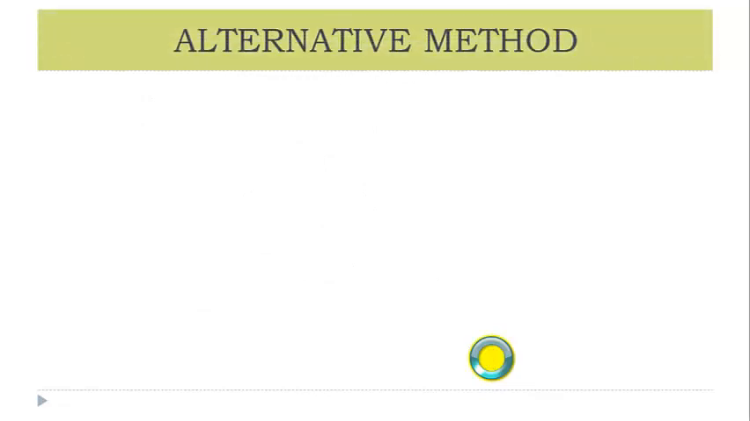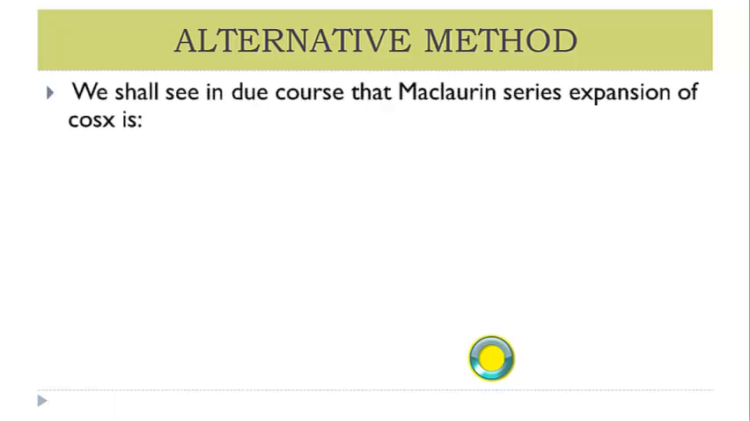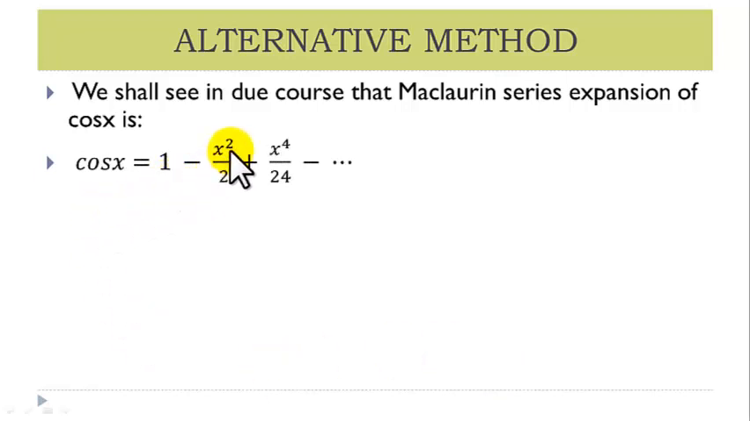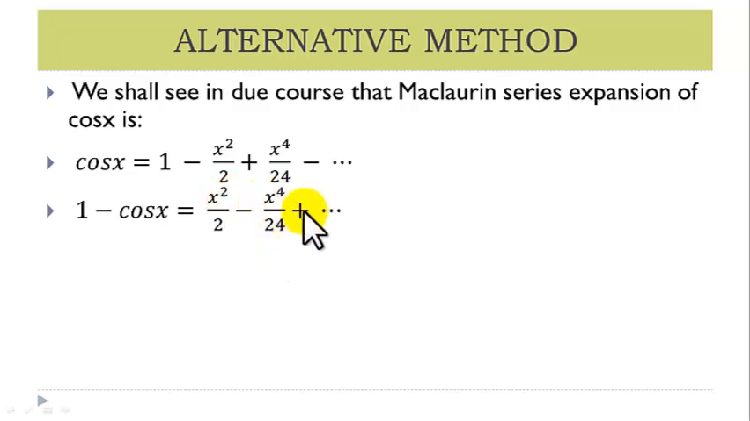Alternatively, we can approach the problem as follows. We shall say in due course that the Maclaurin series expansion of cos x is given by this: cos x is equal to 1 minus x squared over 2 plus x to the power 4 over 24 minus terms in higher powers of x. Now, 1 minus cos x is equal to x squared over 2 minus x to the power 4 over 24 plus terms in higher powers of x.